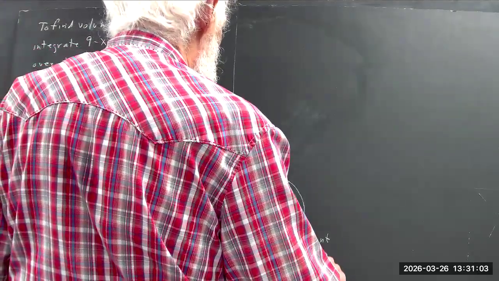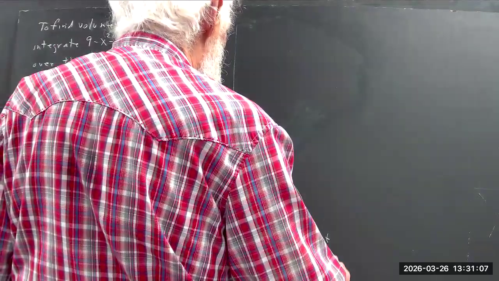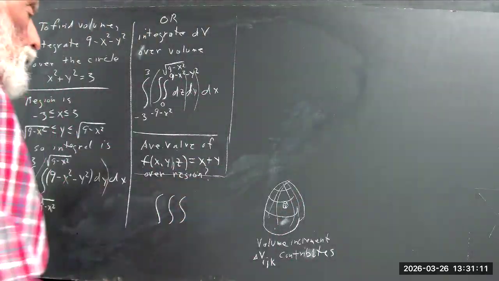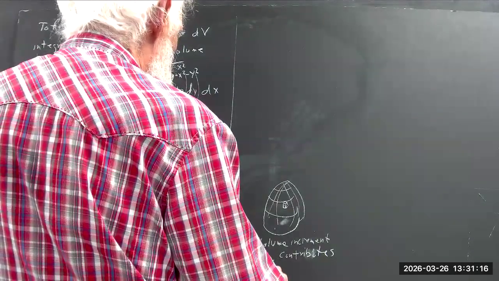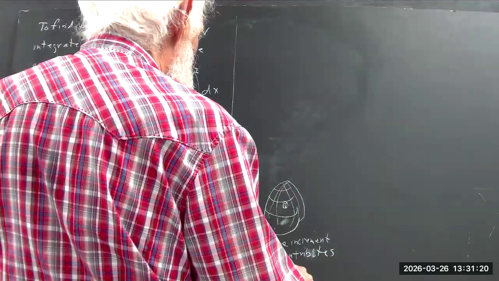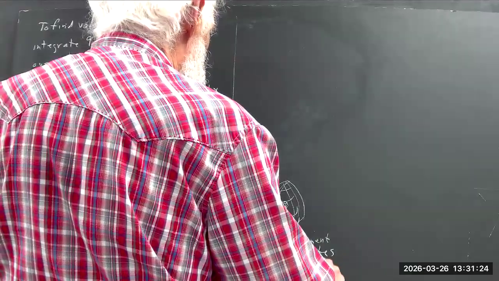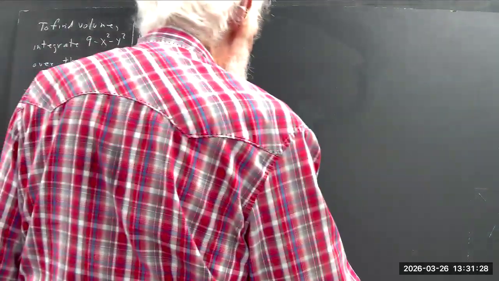Into the integral of f of x, y, z over the region, this increment contributes f of x sub i, y sub j, z sub k, times delta V ijk.